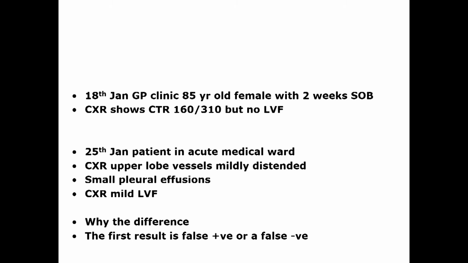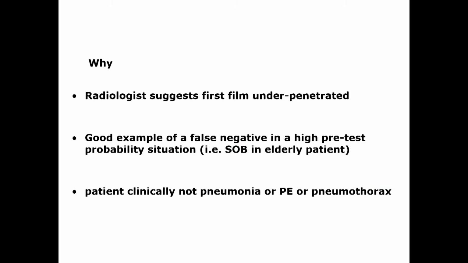And is the first result a false positive or a false negative? Of note, the CTR ratio was over 50%. So that does alert you to the fact this woman may have left ventricular failure, although you can have an enlarged heart but not have left ventricular failure. So the problem for this lady was that her films were under-penetrated. So if you look back on the original films and you knew what the second one showed, you could figure out maybe there was some heart failure there. But of course, we don't live in a retrospective world, we live in a prospective world.